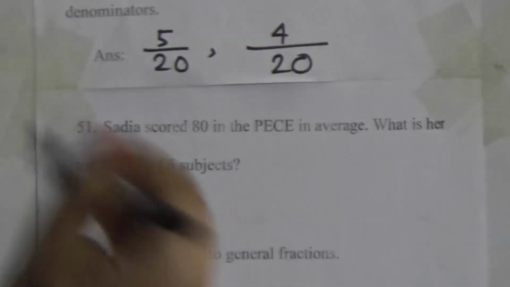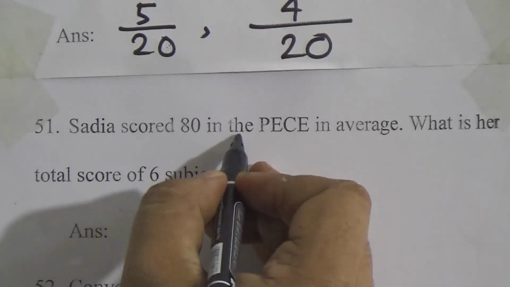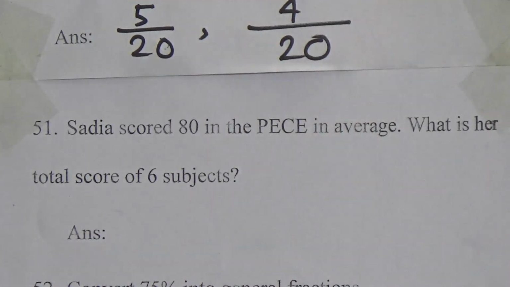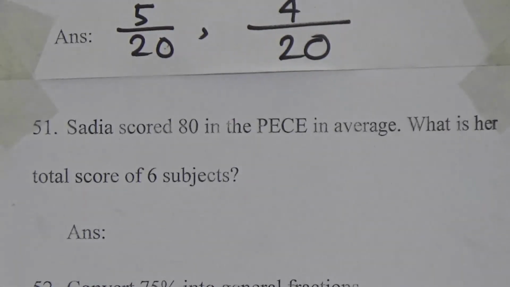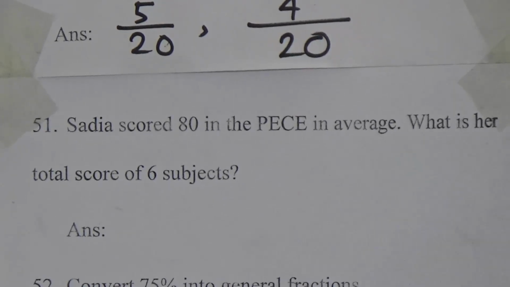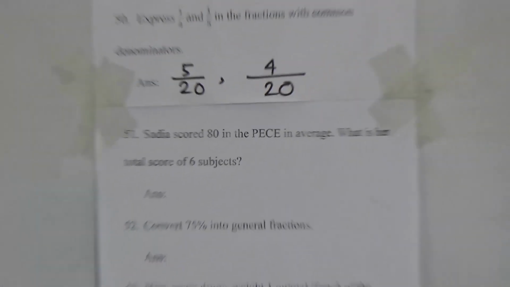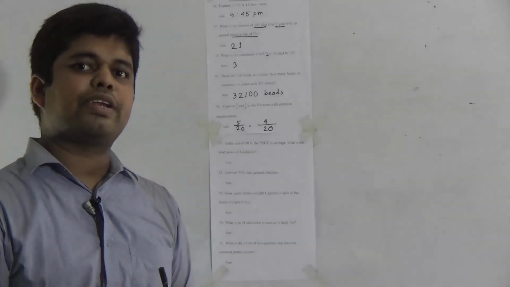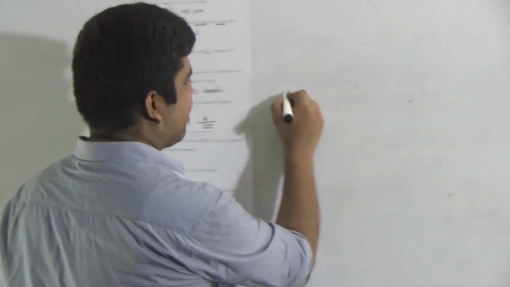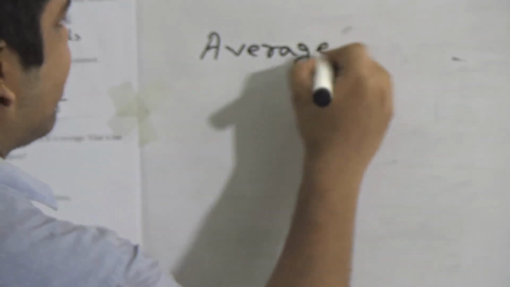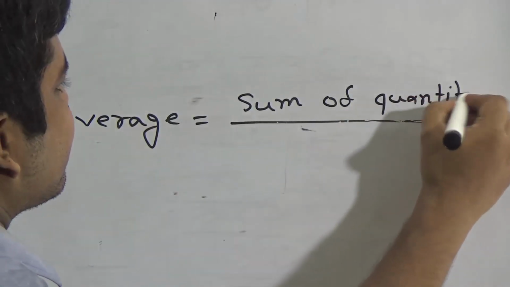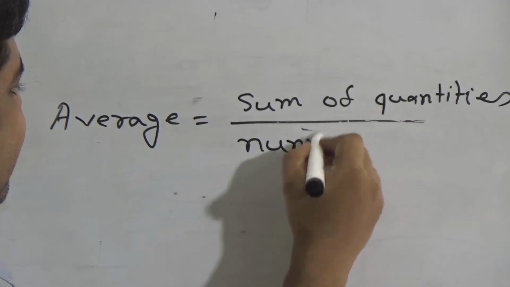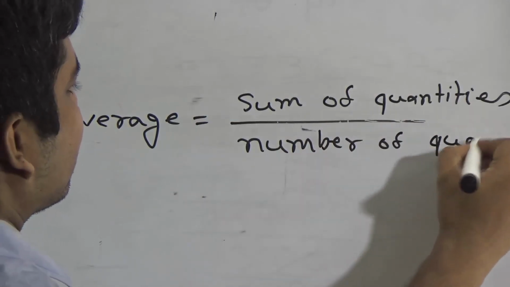Next, notice, Sadia scored 80 in the PEC on average. What is her total score in 6 subjects? Dear student, we know the formula of average. What is the formula of average? The formula of average is sum of quantities divided by number of quantities. Notice, average equals sum of quantities divided by number of quantities.